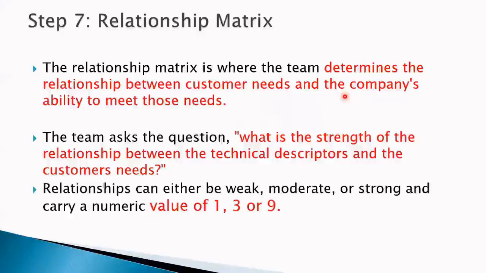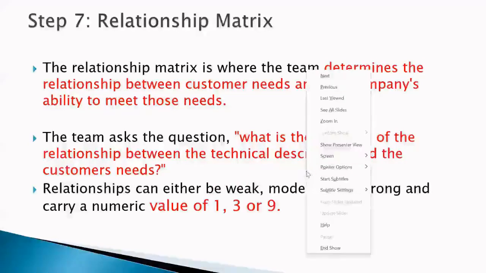Relationship metrics determine the relationship between customer needs and the company's ability to meet those needs. Here, the team asks one question: what is the strength of the relationship between the technical descriptors and the customer's voice? Here, what we are going to do is recognize the relationship between those two. Here we are going to use 3 levels: weak, moderate, and strong.